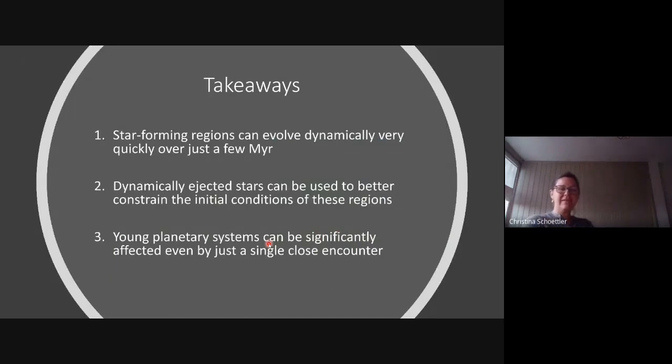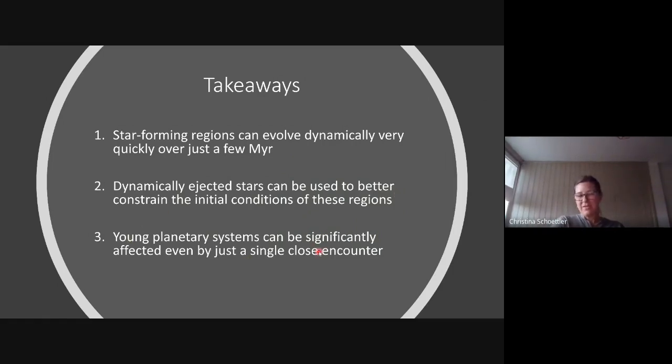Anyway, takeaways. Star-forming regions evolve dynamically very quickly, over just a few million years. So whatever we see now, keep in mind, it might not be how these regions looked just a few million years ago. They can evolve really quickly. Dynamically ejected stars can be used to better constrain initial conditions, to put a lid on what they might have looked like in the past, allowing us to better figure out how they formed, star formation theory, and star cluster formation.